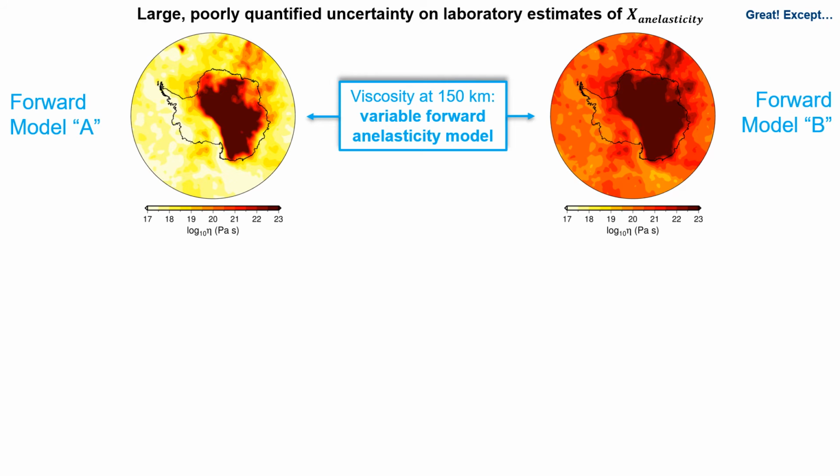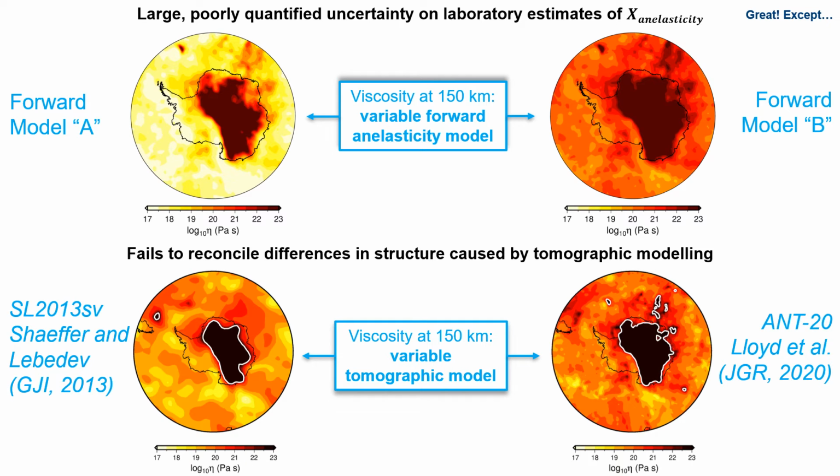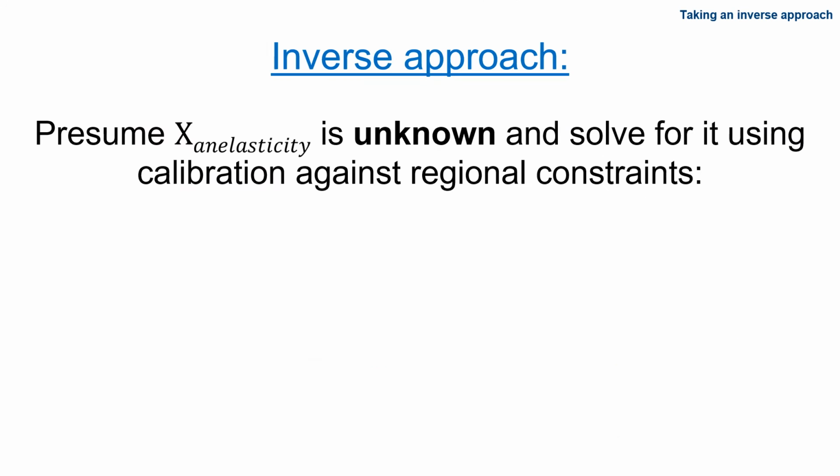In addition, the lack of calibration against regional data means that a forward approach fails to reconcile differences in structure arising purely from subjective choices made in the tomographic modelling process, such as regularization, the starting model, and parameterization. The figure at the bottom of the screen shows the viscosity output given the same anelasticity model but two separate tomography models. Again, we see large discrepancies.